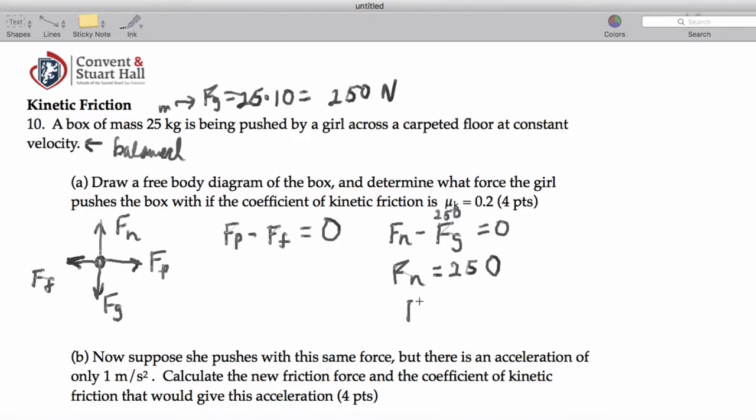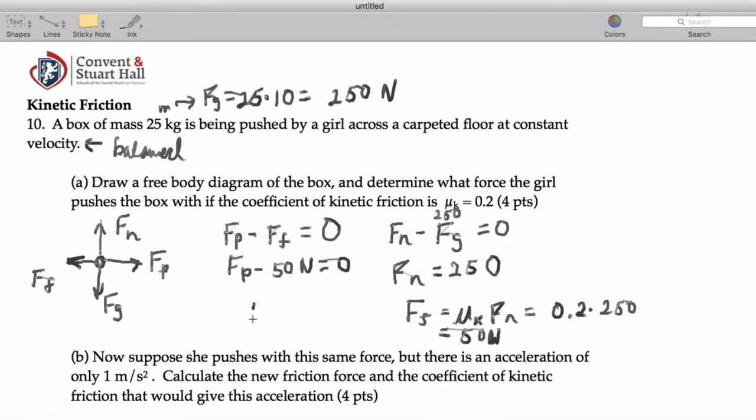Keeping that in mind, let's get the friction force, and we're going to get that as mu kinetic times Fn, which is going to end up being 0.2 times 250, and that's going to give us 50 newtons of force for the friction force. So we have the pushing force minus the 50 newtons of friction force balance. So finally, we must push the box with a force of 50 newtons to keep it going at constant velocity.